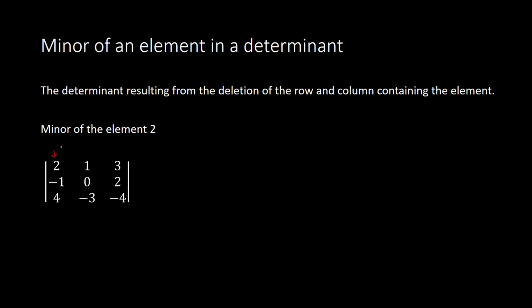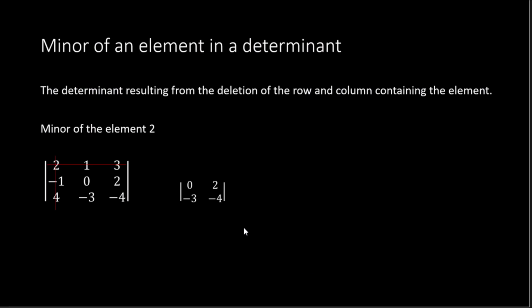So to find the minor of that element 2, what I do is I delete the row and the column, and then notice the resulting matrix that's left over, the 0, 2, -3, -4. If I find the determinant of this, that will be the minor of element 2. So to find the determinant of this matrix, you multiply across 0 times -4, and then minus 2 times -3. And that gives you 0 minus -6, which is +6.